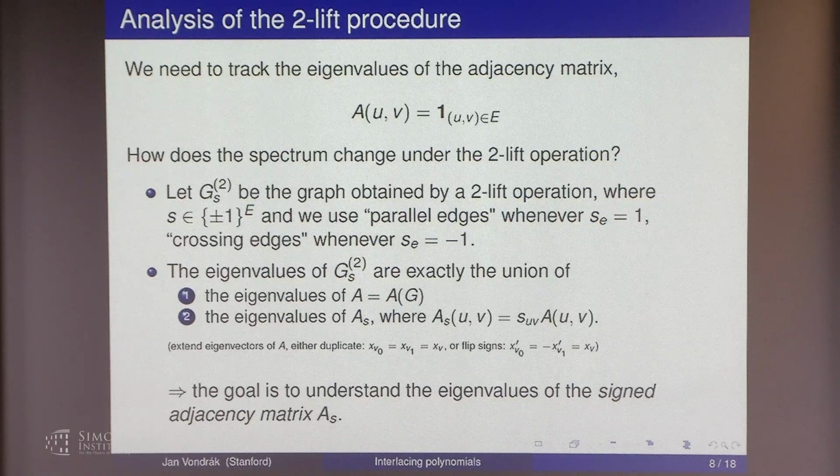So we assume inductively that we started with a Ramanujan graph, and so far things have been fine. So the eigenvalues of the previous graph are fine by assumption, but the goal is to see what is happening with the new eigenvalues, the eigenvalues of the signed adjacency matrix. Right? So that's the goal. Any questions? So far, pretty clear.